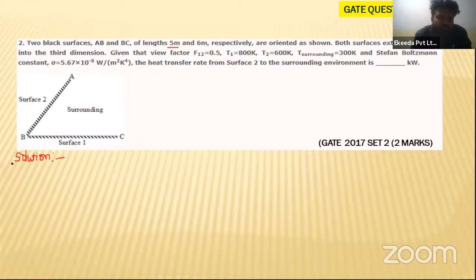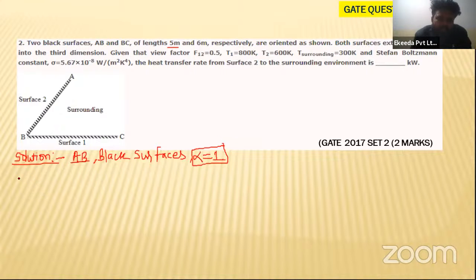You know, simple questions they are asking. So AB and BC, two black surfaces. First of all, he has given the black surfaces. So what will be the value of alpha for the black surfaces? It will be equal to nothing but alpha is equal to 1.